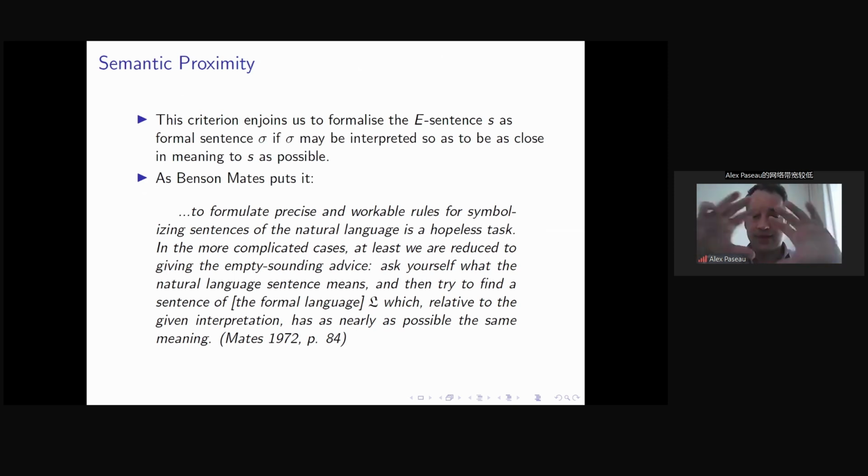So the idea is somehow there's semantic space, and there are relations of distance in semantic space. And some sentences can be closer in meaning to others. What you're doing when you're formalizing is you want to pick a formal sentence such that under some interpretation you can get back to, or as close as possible to, the English original sentence in that semantic space. That's the sort of picture.